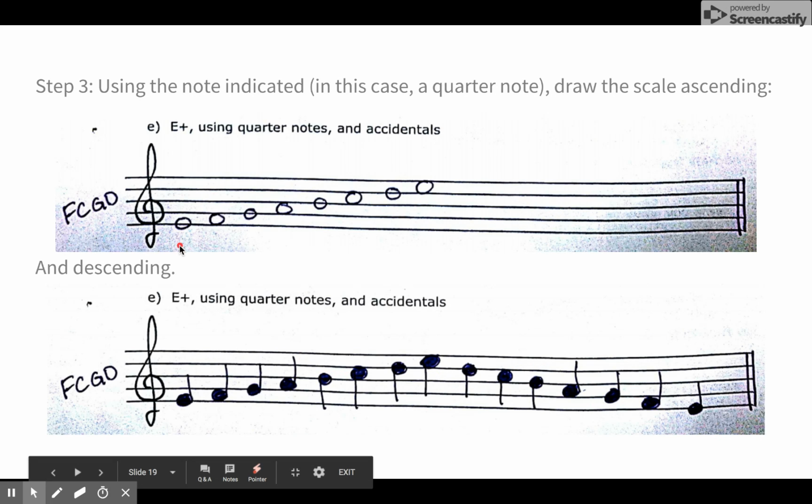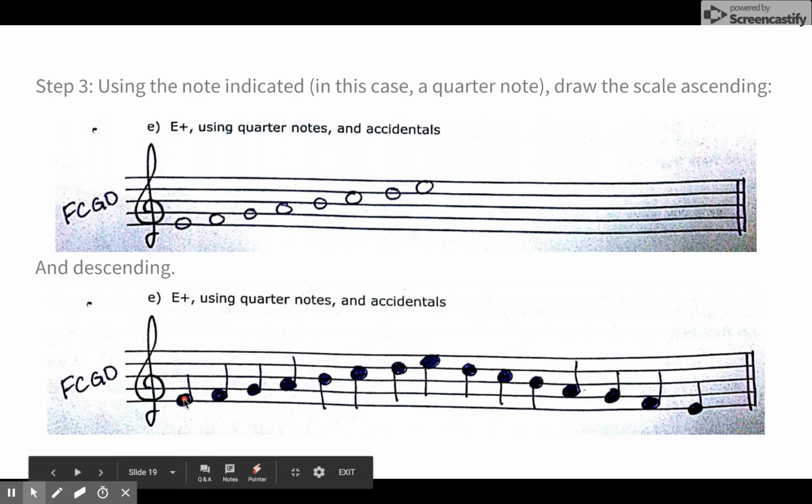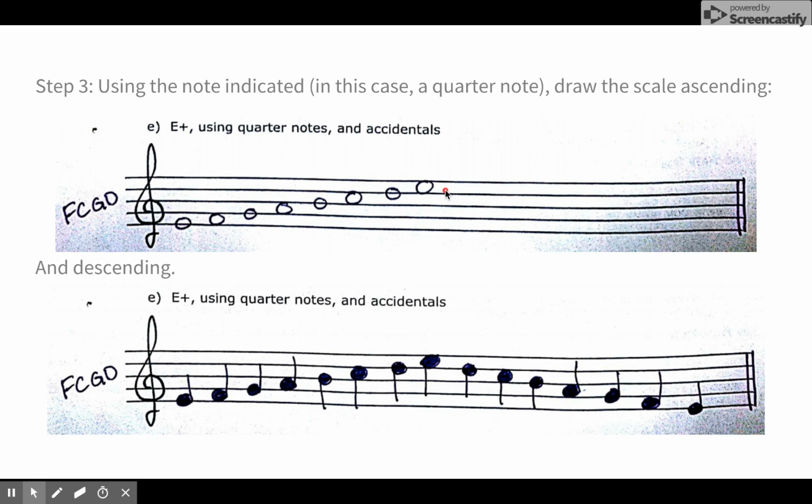So you can see how when I was writing them the first time, I forgot that I was supposed to be using quarter notes. But when I went back and checked it, I realized it was quarter notes, and so it was quick and easy to fill in. If you start all your scales with whole notes, that's fine. Just make sure you go back and check at the end to make sure you have stems and your stem direction is correct wherever it's required.